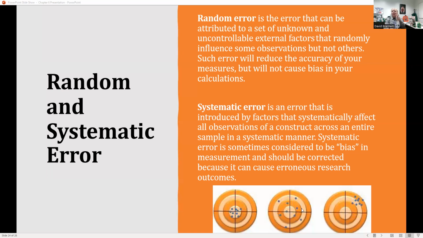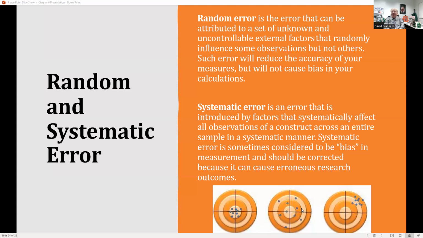Systematic error is an error that is introduced by factors that systematically affect all observations of a construct across an entire sample, and it's in a systematic manner. This is done in that right-hand target where you see all the dots that are to the right and above the intended target. We have a systematic error here. We have a very reliable error, but it is systematic. Systematic error is sometimes considered to be biased.